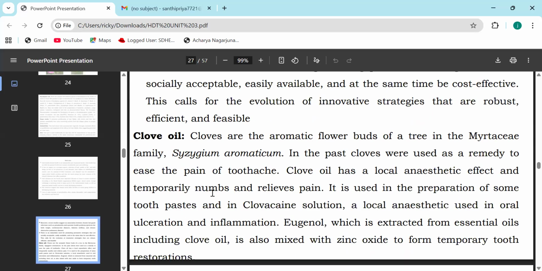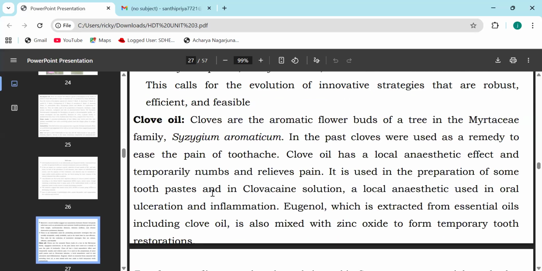Clove oil. Cloves are the aromatic flower buds of a tree in the Myrtaceae family. In the past, cloves were used as a remedy to ease the pain of toothache. Clove oil has a local anesthetic effect and temporarily numbs and relieves the pain. So it is used in the preparation of some toothpastes, in clovacaine solution as a local anesthetic, and in oral ulceration and inflammation. Eugenol, which is extracted from essential oils including clove oil, is also mixed with zinc oxide to form temporary tooth restorations.